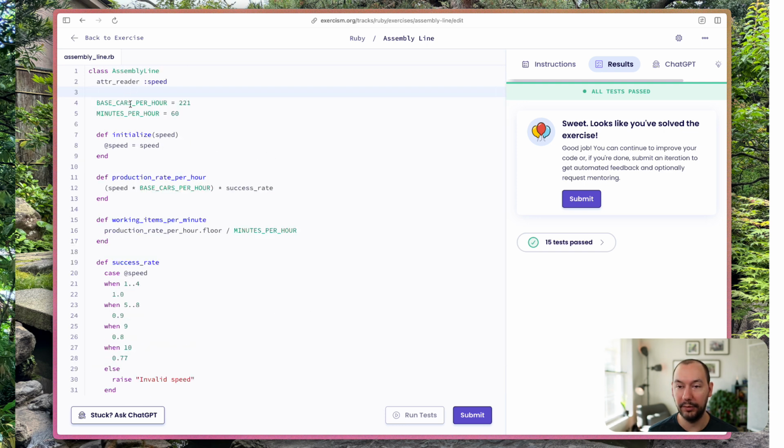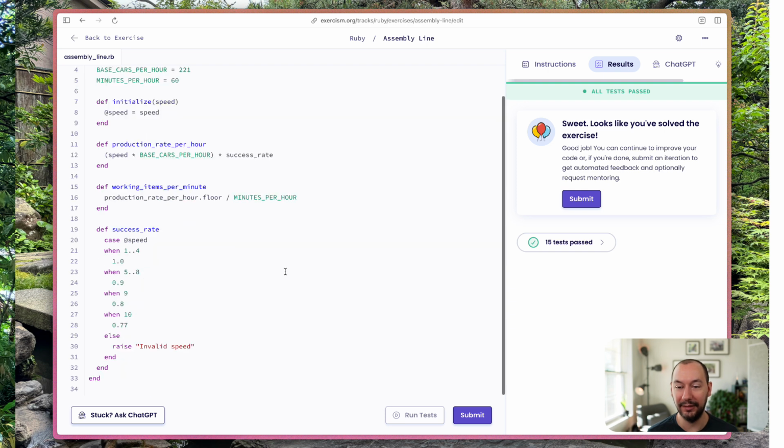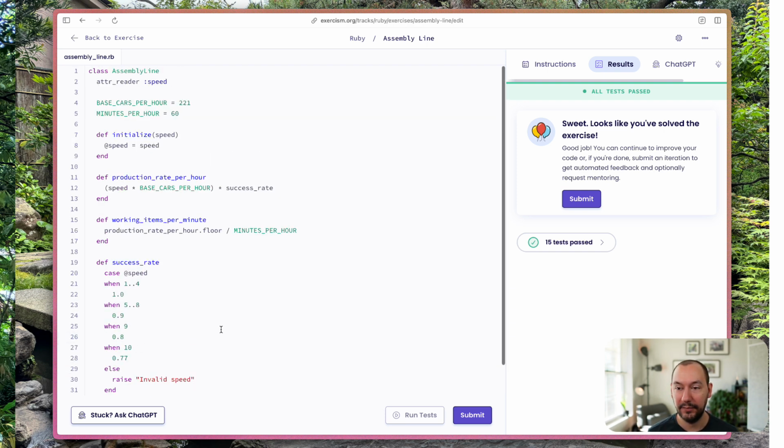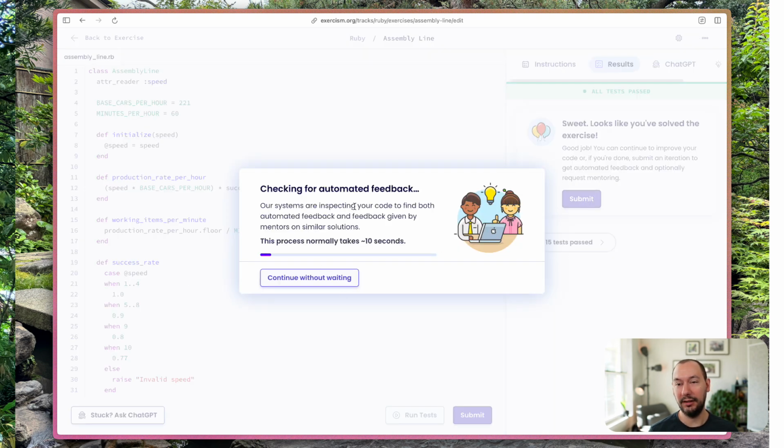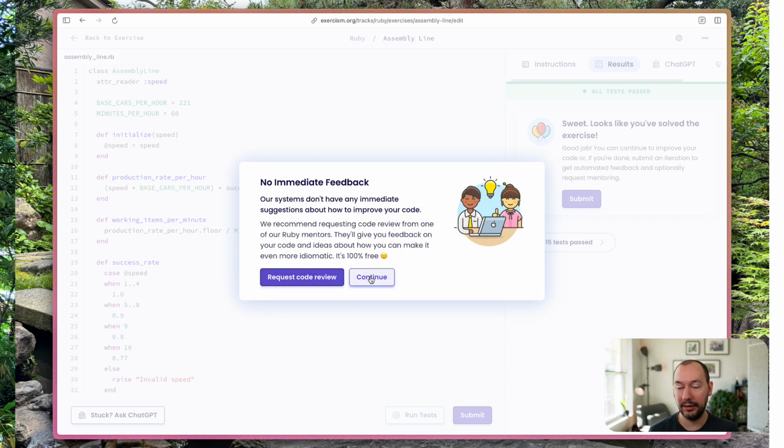Whether you put the constants first or the outer readers first, there's probably some valid reasons for one or the other. This feels a bit long, but it's fine. Let's submit this. We've got a working solution. It's in pretty decent shape. Let's submit it and just see what some other people are doing. Maybe we can get a better name for these constants. No immediate feedback, that's good.